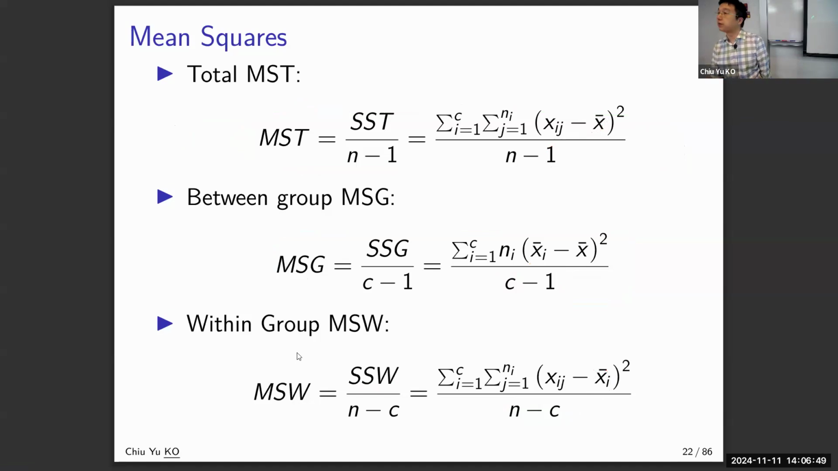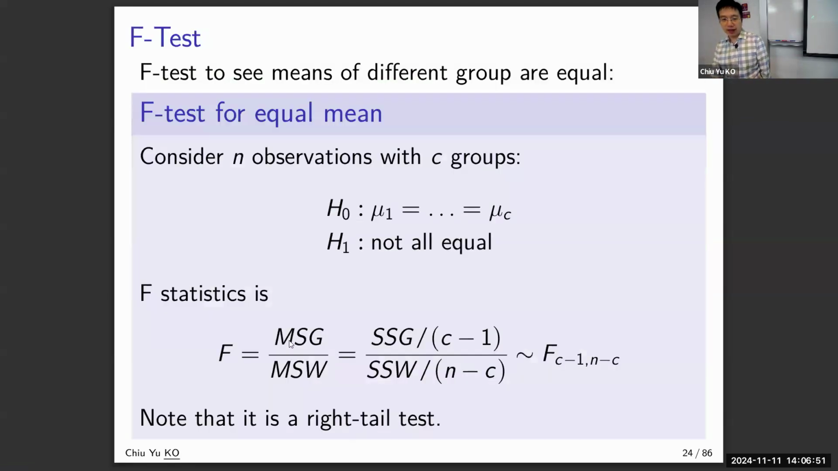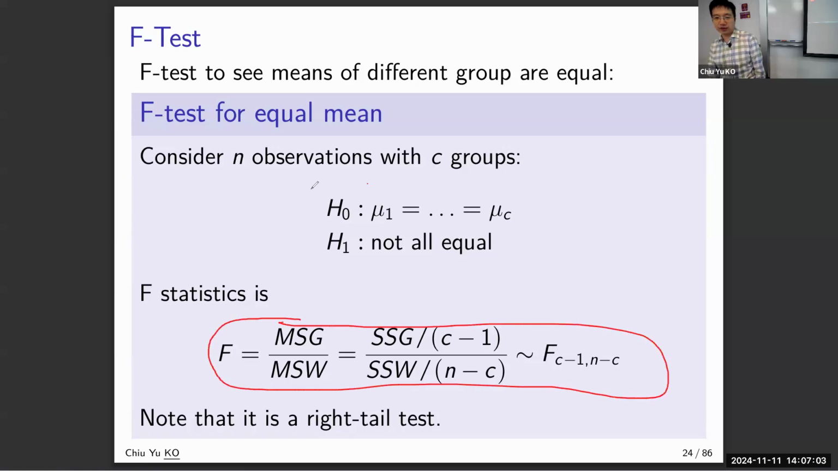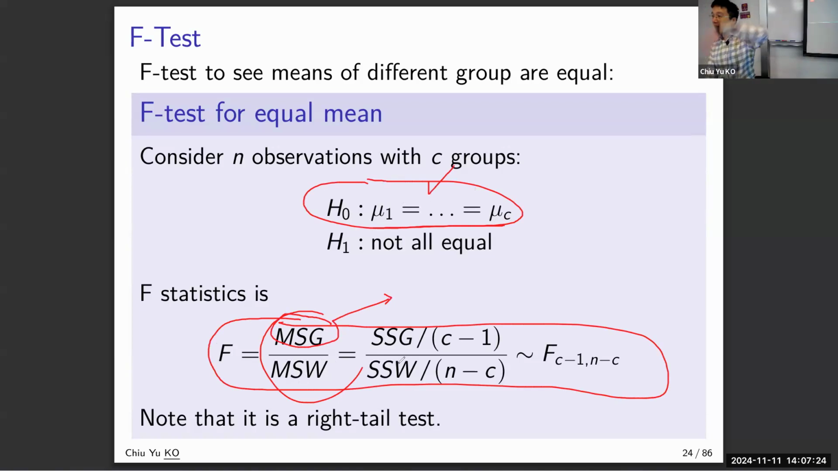We compare MSG and MSW. I'll go to this one, but this is the most important slide, and we go back to how to calculate that. So this is the F test. As I said, we want to see whether they're different or the same. You just compare the group and within group. If they are the same, then this holds. If they're not the same, it must be the case that across group is bigger than within group. As I said, if they're different, then it's much larger. So it's a right tail test.